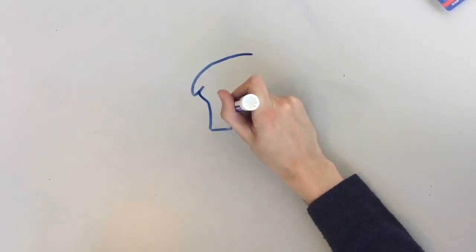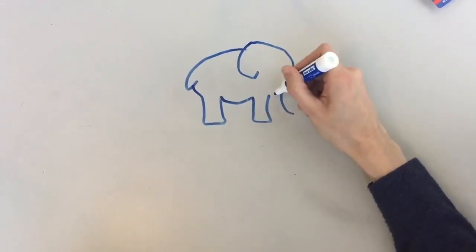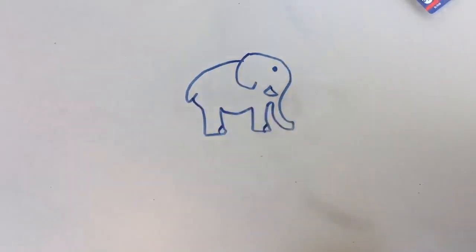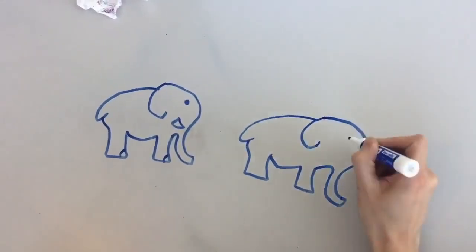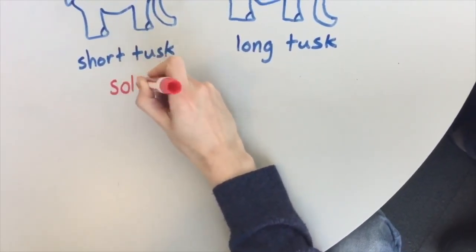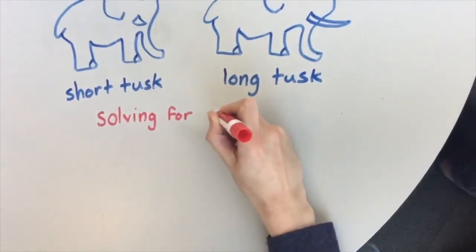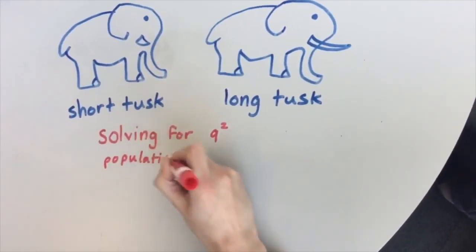For the next example problem, there are two different tusk lengths in a population of 209 elephants, long and short. Short tusks are dominant over long tusks. The frequency of the dominant allele is 0.38. How many elephants have long tusks in the population?